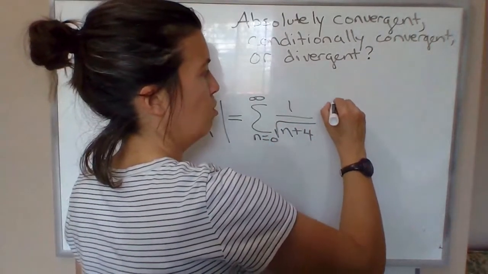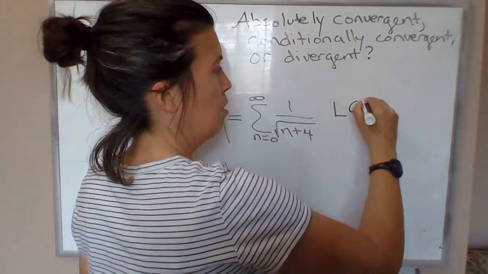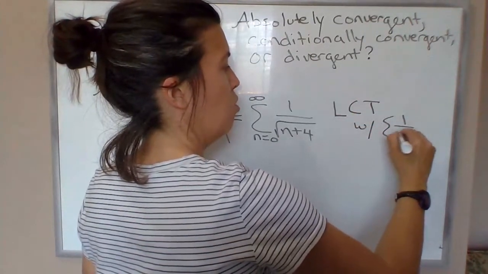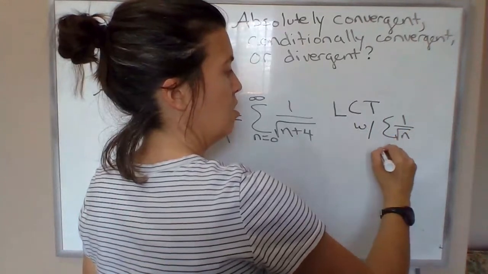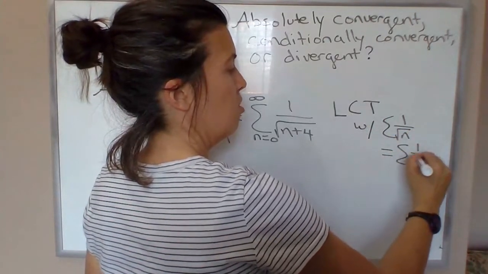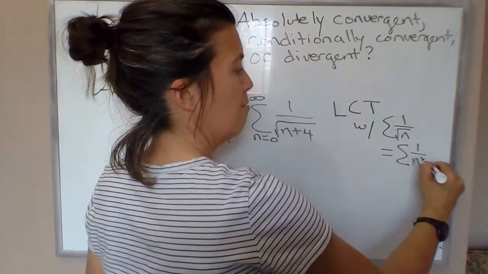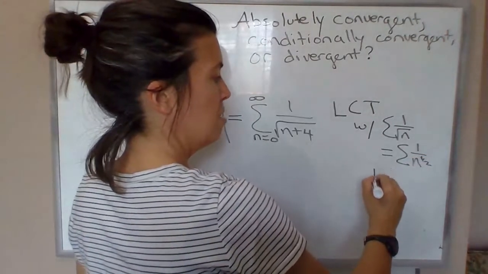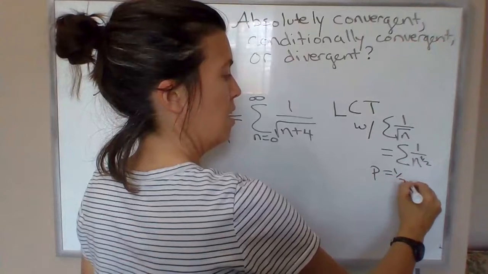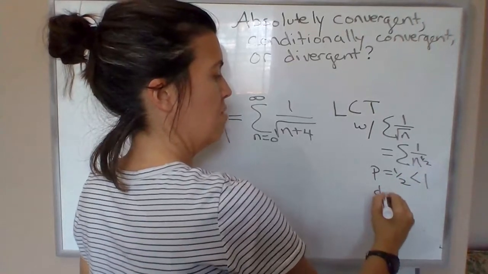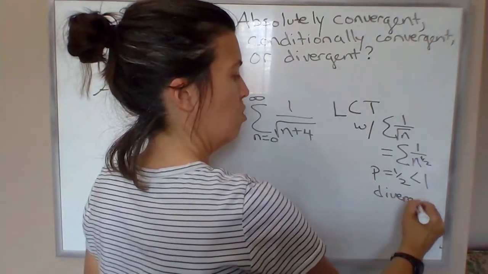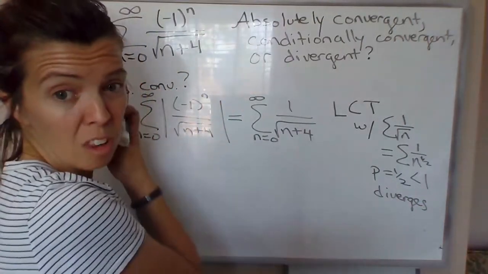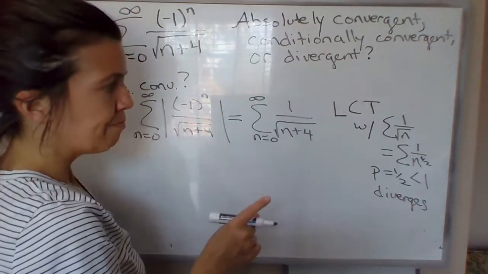So what I would choose would be the limit comparison test with the series 1 over the square root of n, which in other words is 1 over n to the 1/2. That's a p-series with p equal to 1/2, which is less than 1, so that diverges. So I'm going to do the limit comparison test with the divergent p-series 1 over n to the 1/2.